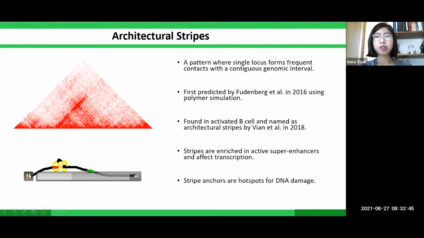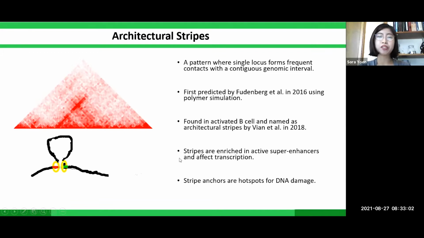This structure was first predicted by Vian in 2016 using polymer simulation, and it was found in activated B cells and named architectural stripes by Vian in 2018. These stripes are enriched in active super enhancers and affect transcription, and stripe anchors, the starting points of the stripes, are hotspots for DNA damage.